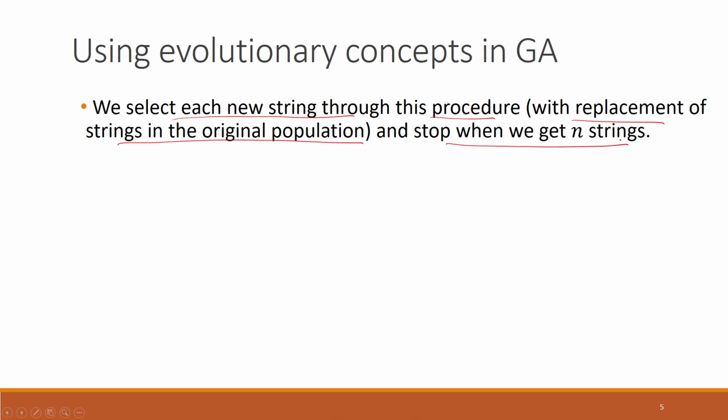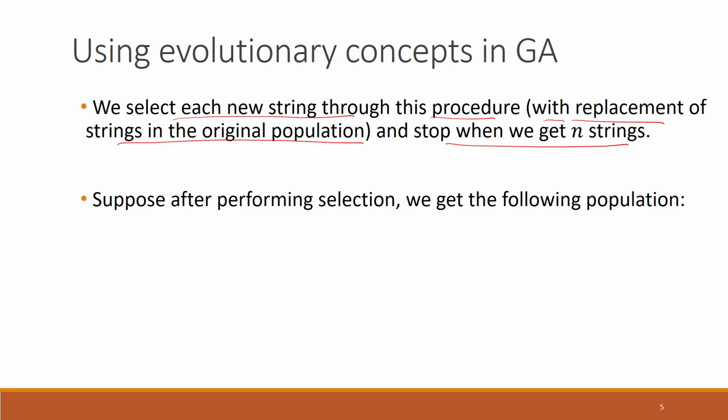This thing is important: with replacement. What this means is that, for example, suppose we ran the roulette wheel and we got some particular string, say S2. When we try to get the next solution, we will not be removing string S2 from the set that we already have. So it can happen that string S2 can again be selected.